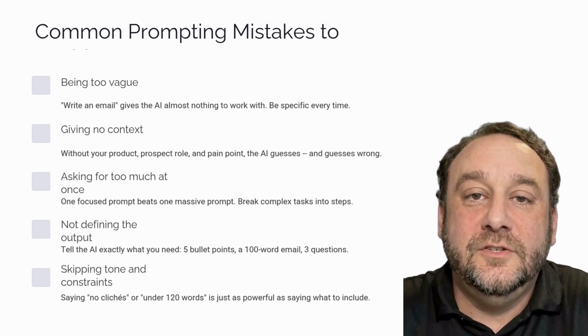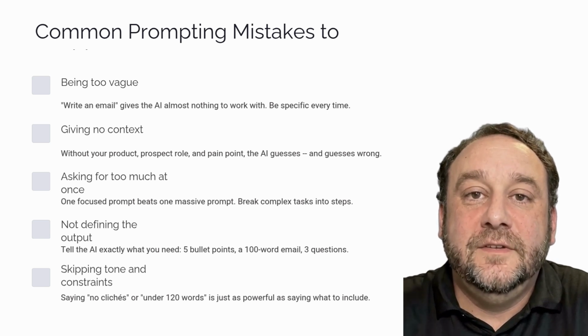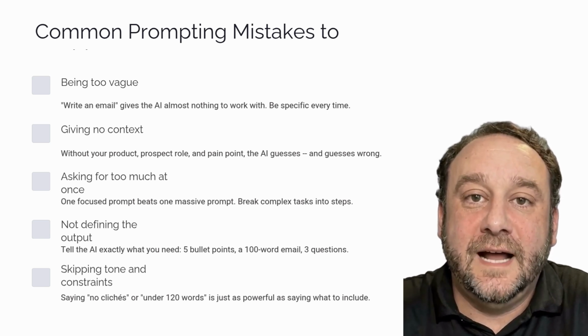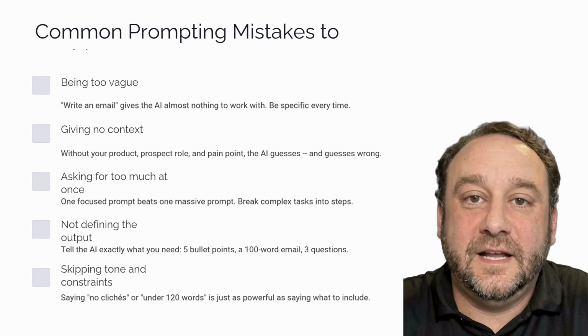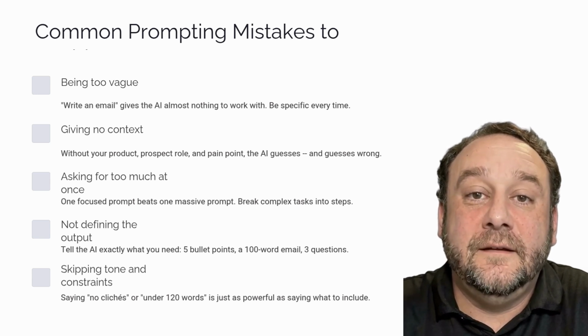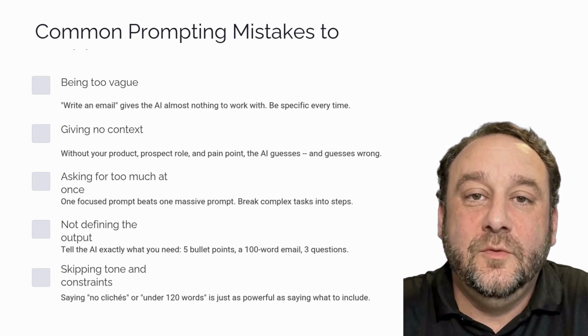There are a few common prompting mistakes that cause weak results over and over again. The first is being too vague. When you give AI very little direction, it fills in the blanks on its own, and the output often sounds generic. The second is giving no context. If the AI does not know who the buyer is, what you sell, or what problem matters, it cannot create something tailored.